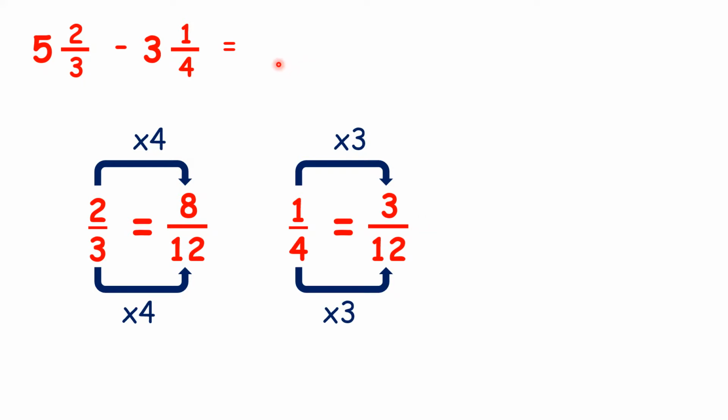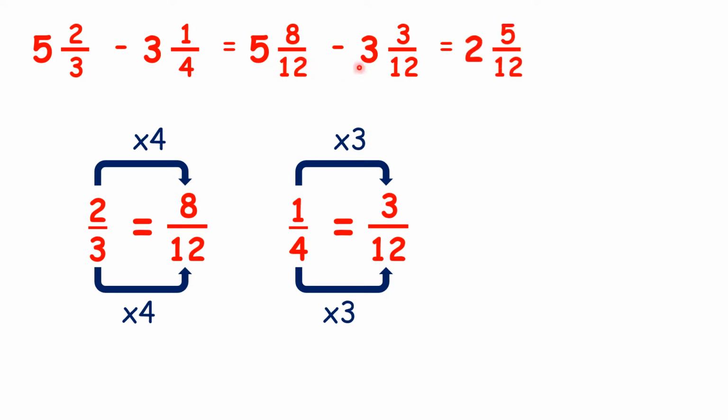So now we can rewrite our question. 5 and 2/3 is the same as 5 and 8/12. And we're subtracting 3 and 3/12 because that's our equivalent fraction for 3 and 1/4. So that gives us 2 and 5/12.